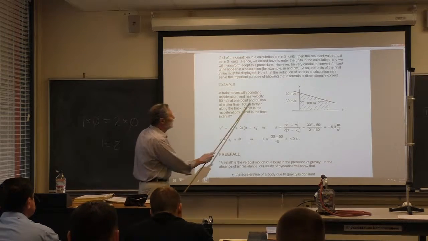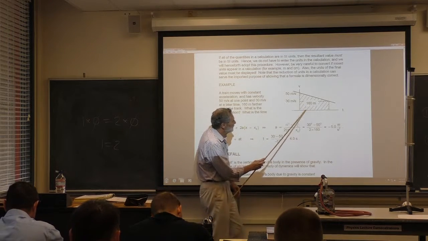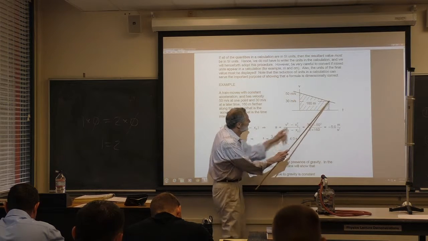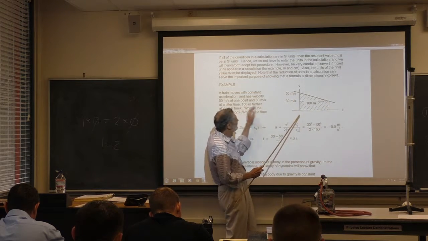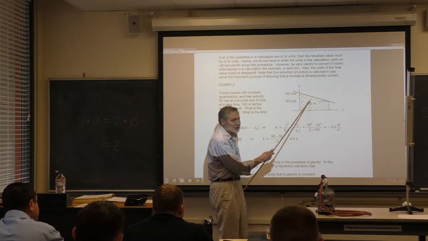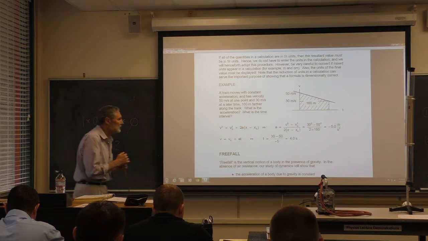Now I've represented the information on this sketch. Here's the initial velocity. Here's the final velocity. The distance is the area under the curve. The displacement is the area under the curve. So that's why I've written the 160 and put shading in it. Sometimes that helps.